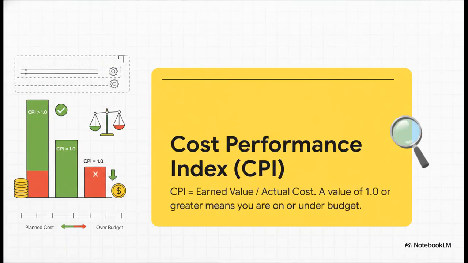Now, once you have your earned value, you can calculate some really useful metrics. The first one is the Cost Performance Index, or CPI. All you do is take your earned value and divide it by how much you've actually spent. The magic number here is 1. If your CPI is 1.0 or higher, you're on or under budget. You're getting good bang for your buck. If it's below 1, you're spending too much for the work you're getting done.